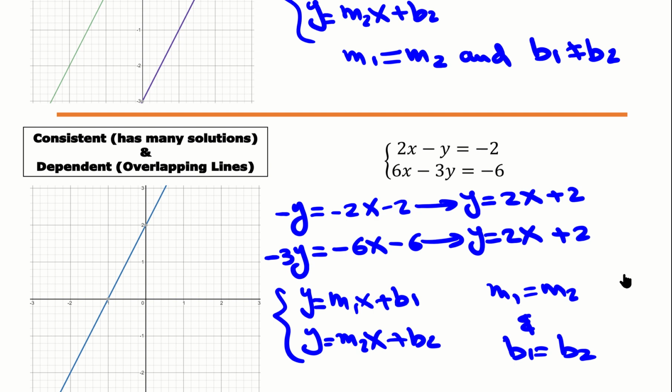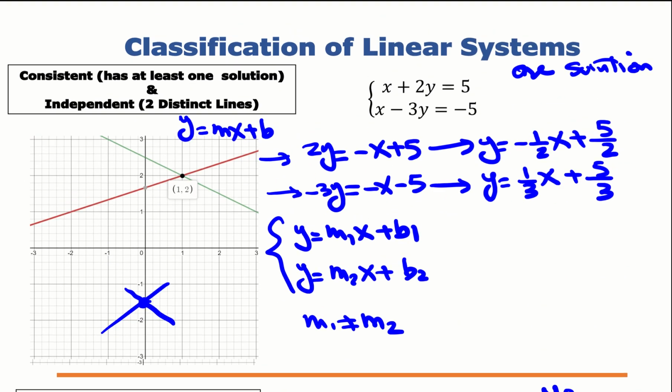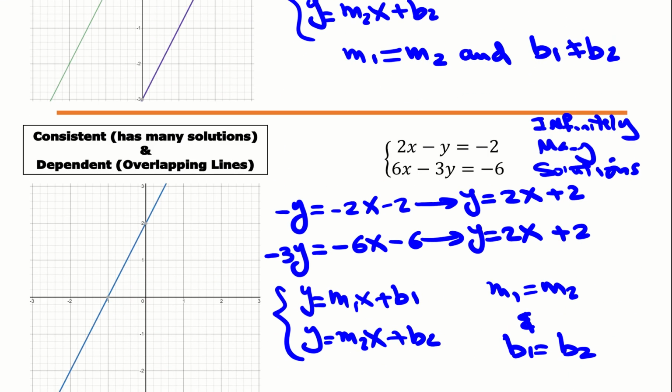So just like with a single linear equation, systems of two linear equations are either going to have one solution, or they're going to have no solution, or they're going to have infinitely many solutions. So this is the case with infinitely many solutions. The previous one we did is the case with no solution. And the first one that we looked at was the one which had only one solution. And that's basically all there is to these systems.